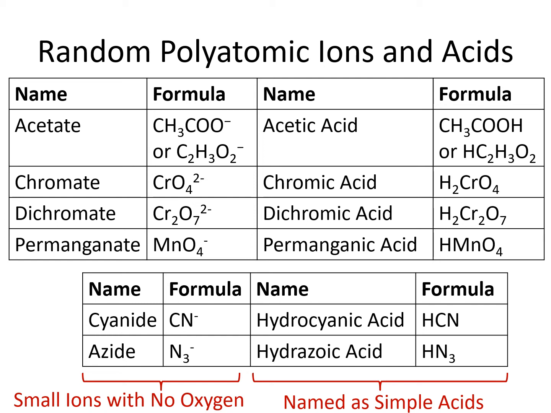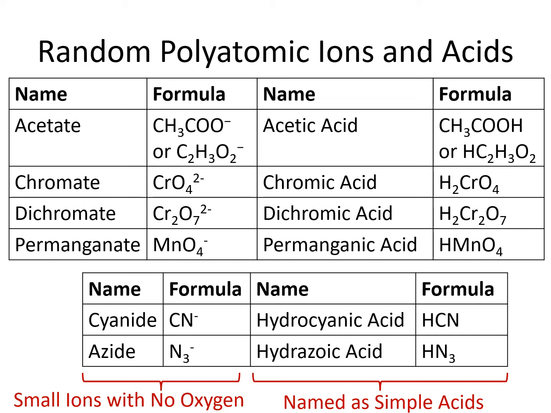Chromate has 1 chromium, 4 oxygens, and a -2 charge. Dichromate has 2 chromiums, 7 oxygens, and a -2 charge. So dichromate is not just 2 chromates stuck together. It has 7 oxygens, not 8, and the charge is the same as for chromate. Notice both chromic acid and dichromic acid have 2 +1 hydrogens, balancing out the -2 charge of the anion.